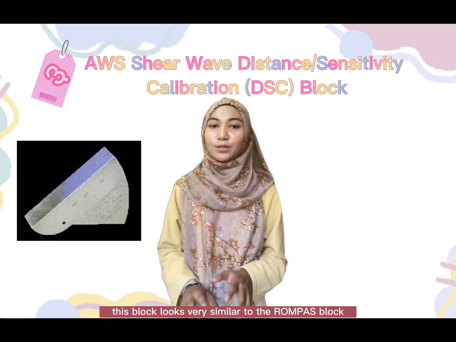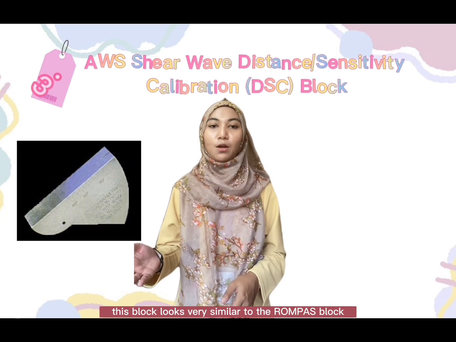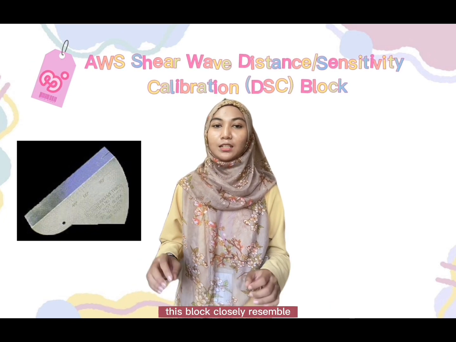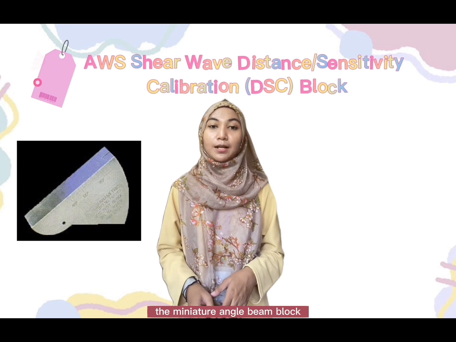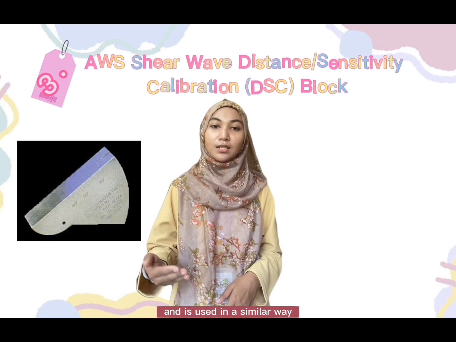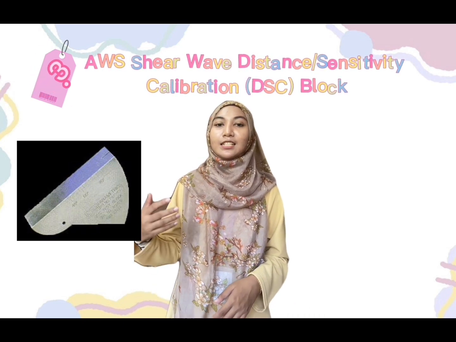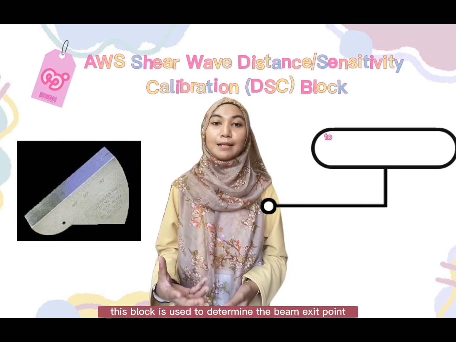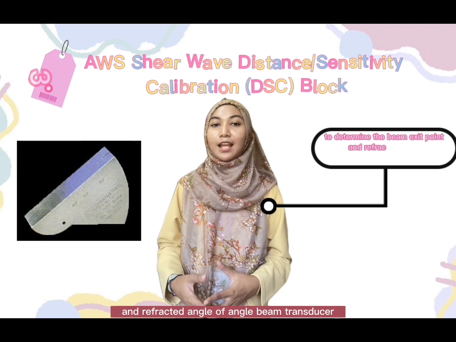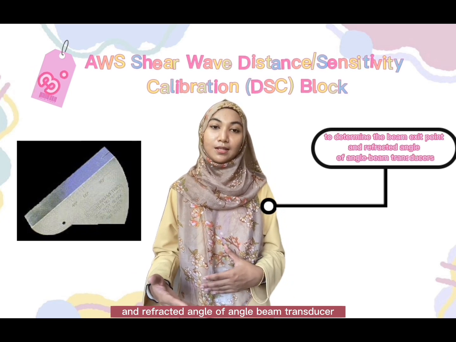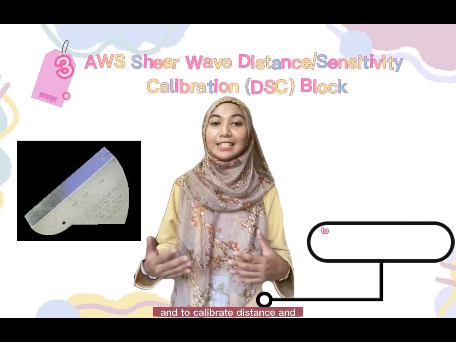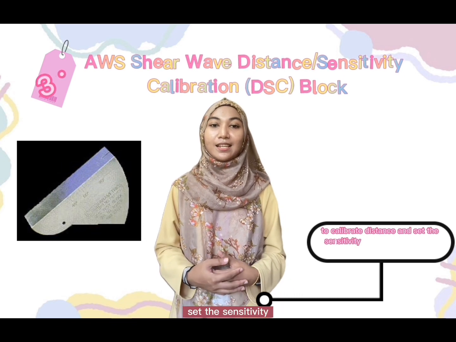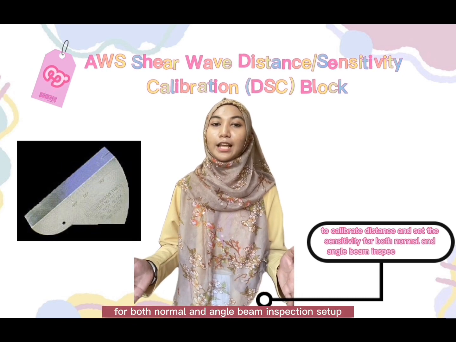This block looks very similar to the ROMPAS block. This block closely resembles the miniature angle beam block and is used in a similar way as the DSC AWS block. This block is used to determine the beam exit point and refracted angle of angle beam transducer, and to calibrate distance and set the sensitivity for both normal and angle beam inspection setup.